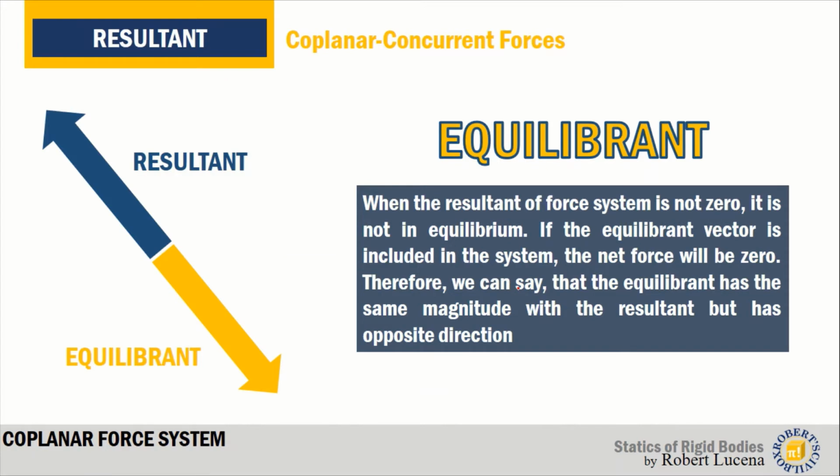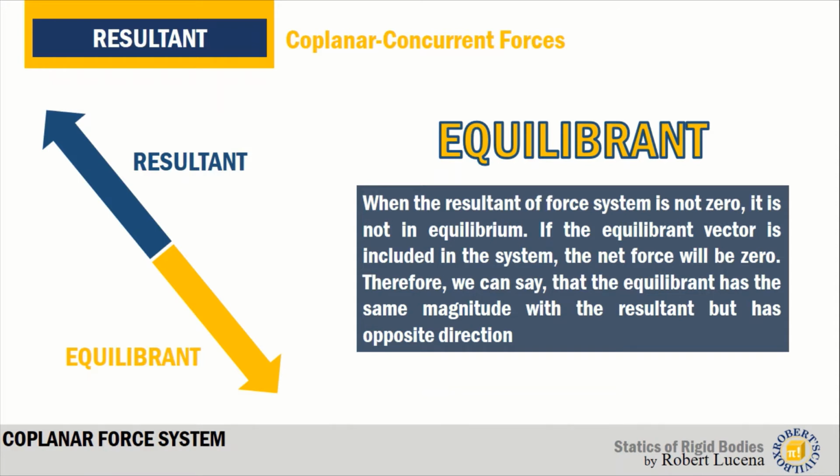Now, if you have computed the resultant, let's discuss the equilibrant. When the resultant of a force system is not zero, definitely it's not in equilibrium. If the equilibrant vector is included in the system, the net force would be zero. That means the system would be in equilibrium if the equilibrant is added to the system of forces. Therefore, we could say that the equilibrant has the same magnitude as the resultant, but it has the opposite direction.